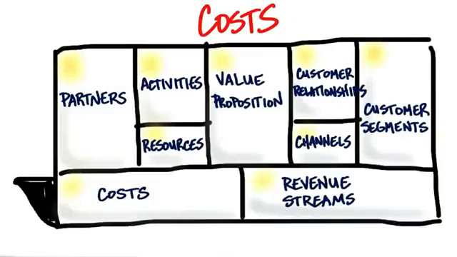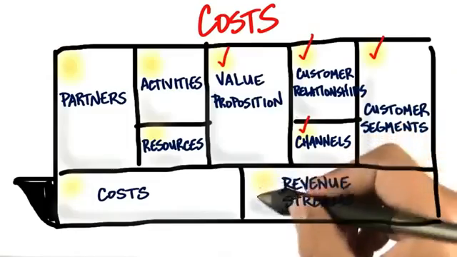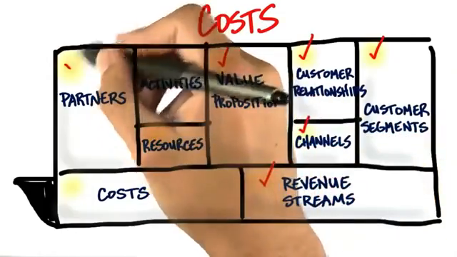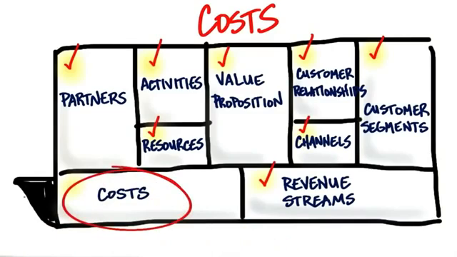So now we finally come to the last part of the business model canvas. We've talked about value props and customer segments and channels and customer relationships and revenue streams and partners and resources and activities. And now we get to cost structure. And it's kind of ironic. We're getting to the last part of the business model canvas that could actually put us out of business.